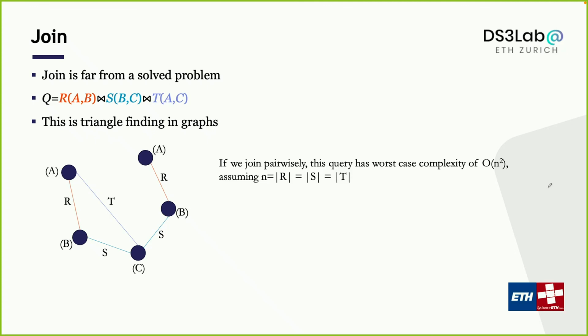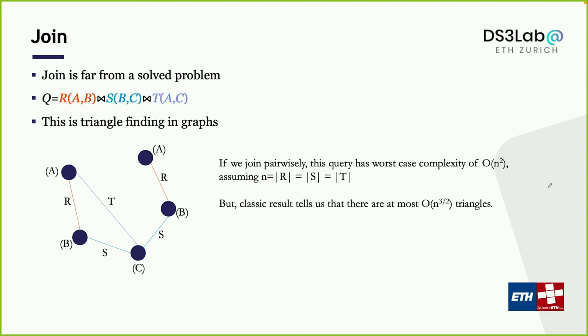Because if you join these in a pairwise way, you join R and S, then you join the result with T, the worst case complexity is always going to be n squared, where n equals the number of edges in the graph. In the worst case, I have n tuples in R, n tuples in S, and n squared tuples in the output. But the theory tells you that you cannot have that many triangles in a graph.